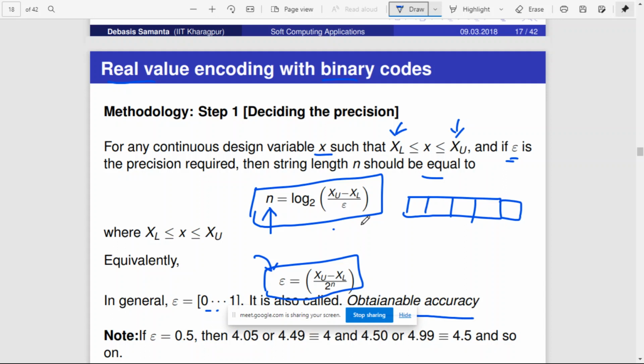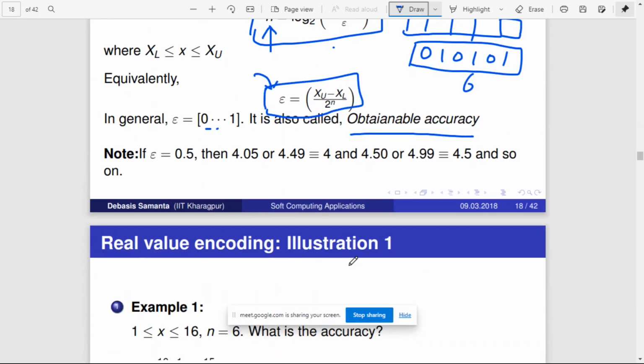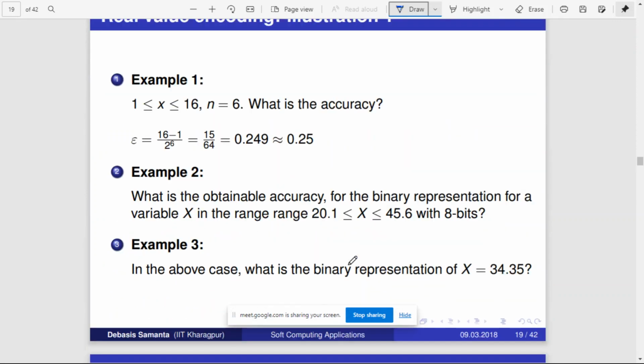What is this formula? If n is known, that is, if some binary number is given, say 0, 1, 0, 1, 0, created from a real value, and you know that this number contains this many bits, 1, 2, 3, 4, 5, 6 bits, and you want to know its accuracy, that is epsilon, that can be calculated using this formula. We will be discussing some problems on this.